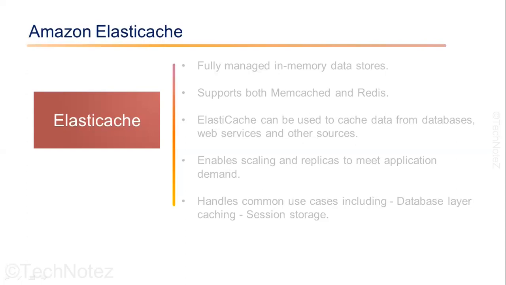A practical use case of Amazon ElastiCache would be to cache the frequently accessed data from a relational database, such as product catalog or user profile information. By using ElastiCache, the application can reduce the number of read operations on the database and increase the performance of the application.